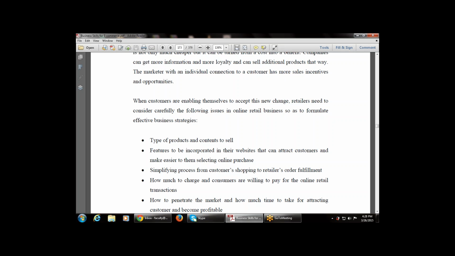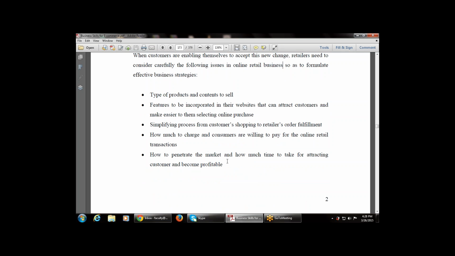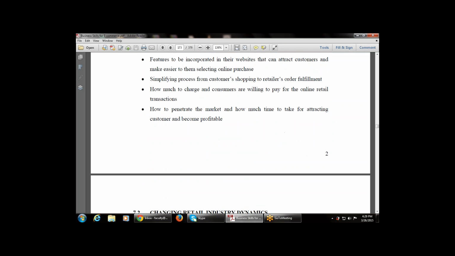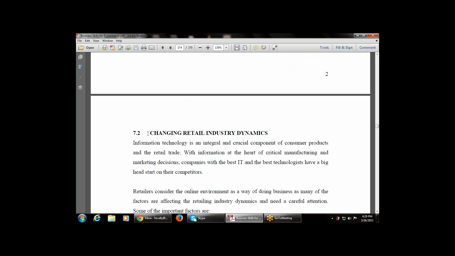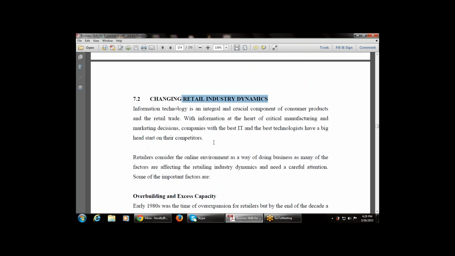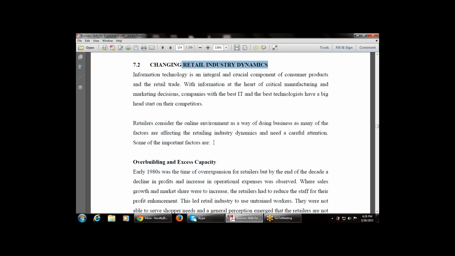Then simplifying the process from customer shopping to the retailer's order fulfillment. So how to simplify the process from the traditional retailing process to the online retailing process, and how much to charge. So these are the various issues with online retailing: how much to charge, how to attract the market. Then we have discussed the next topic, that is changing retail industry dynamics, that is how the retail industry dynamics change.